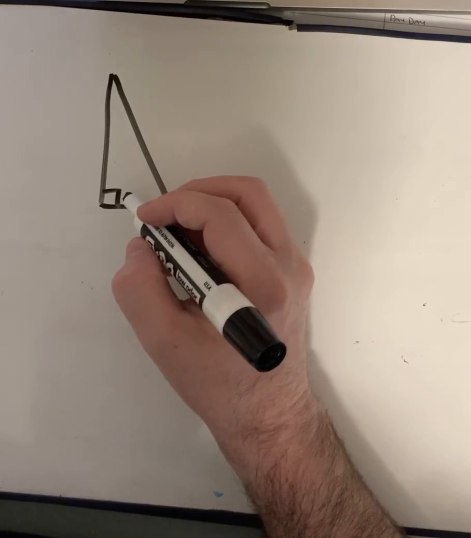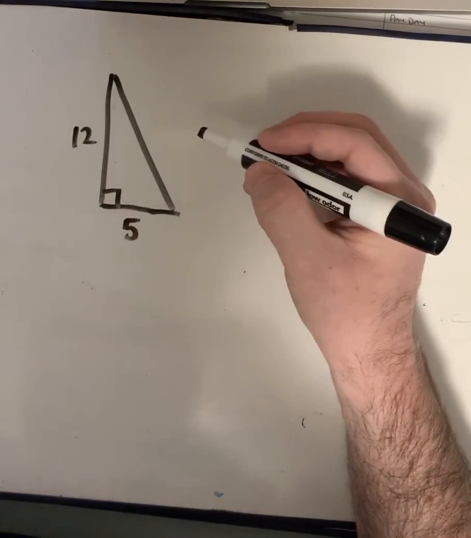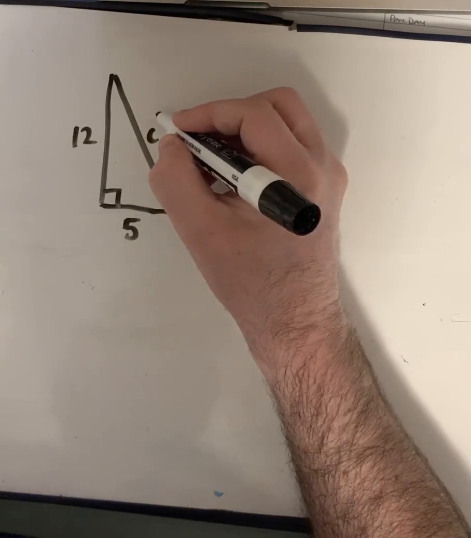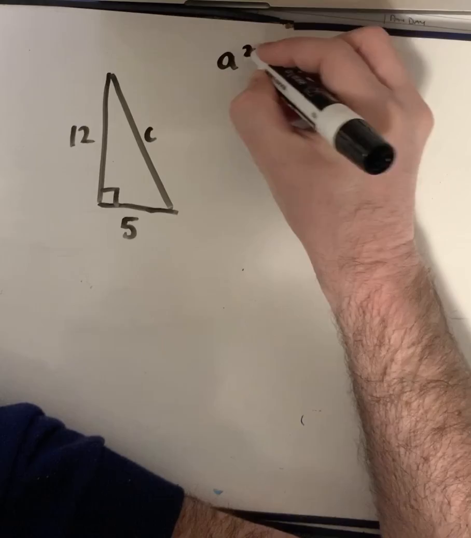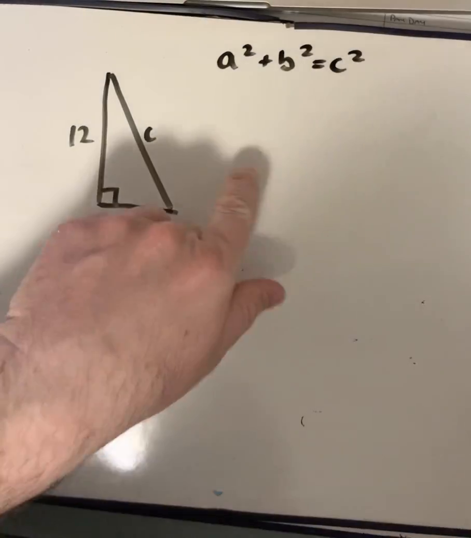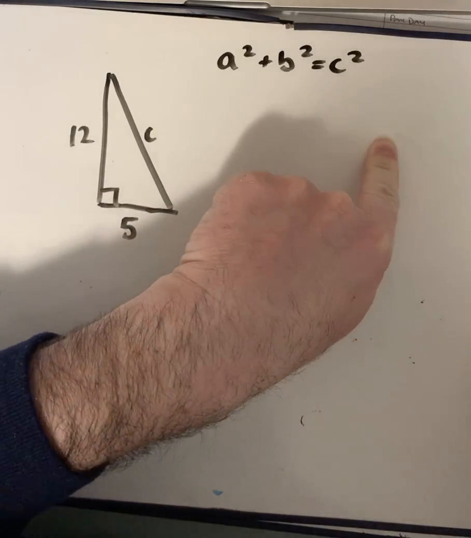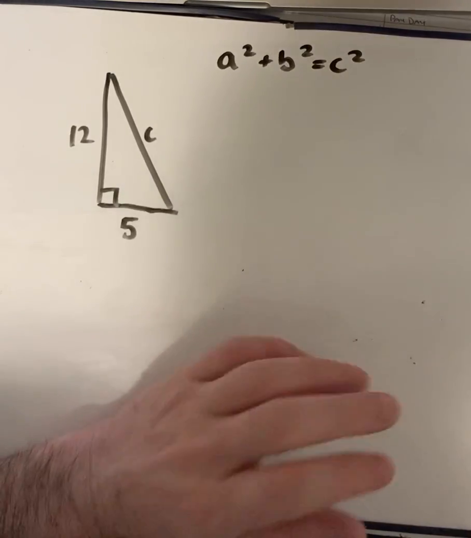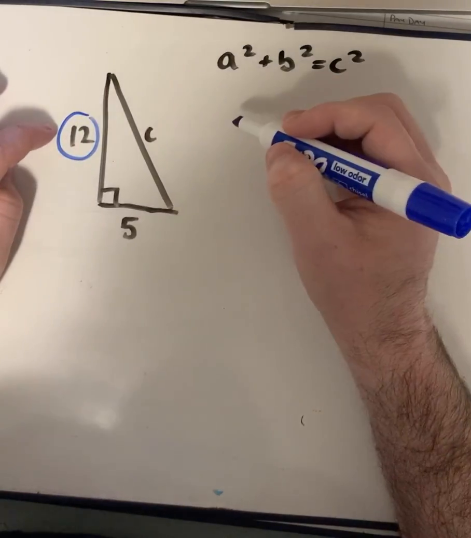Okay, so I've got 5, and I've got 12, and I've got c. I don't know what it is. First things first, I definitely need to write down a squared plus b squared equals c squared. You could, if you wanted to, write c squared equals a squared plus b squared. Sometimes people want to do that. That's totally fine.